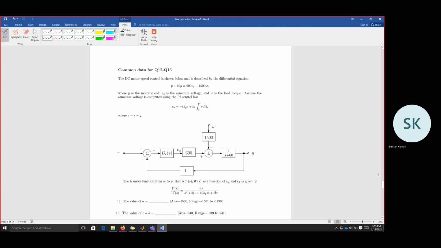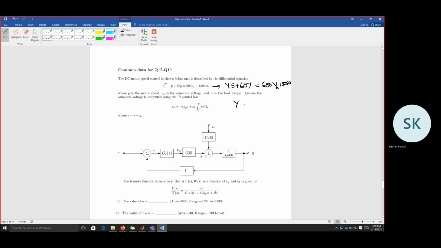Now this is like the last question part. So we have a DC motor and this is described by the differential equation y dot plus 60y equal to 600 VA minus 1500 W. VA is the armature voltage and W is the load torque, which is acting as a disturbance. Okay. So for this one, we can convert it into Laplace transform. We say ys plus 60y equal to 600 VA minus 1500 W.